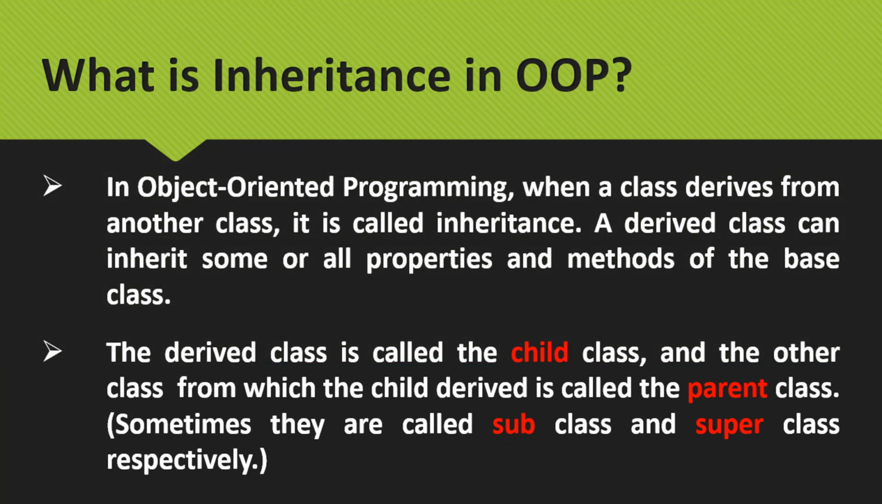In object oriented programming, when a class derives from another class, it is called inheritance. A derived class can inherit some or all properties and methods of the base class. The derived class is called the child class, and the class from which the child is derived is called the parent class. Sometimes they are called subclass and superclass respectively.